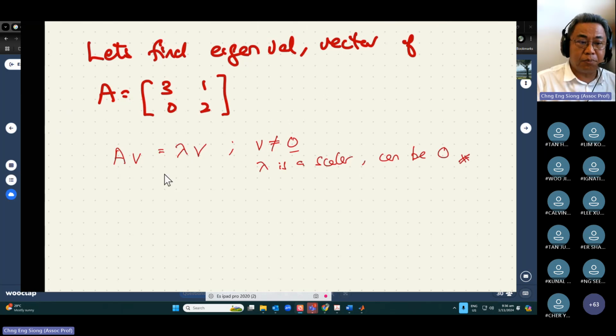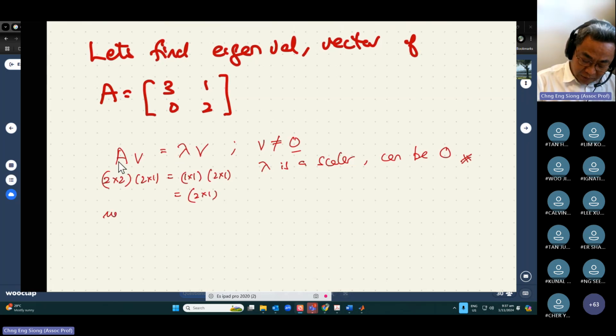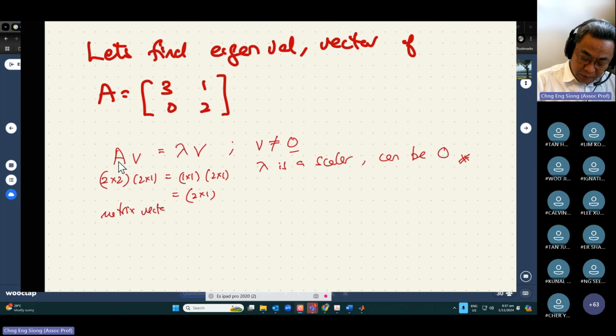So there's a problem with this equation, guys. What do you think is the problem? Can you see a problem with this equation? It looks very nice, huh? This is a 2 by 2. This is a 2 by 1. This is a scalar, 1 by 1. And this is a 2 by 1. So we end up with 2 by 1. So it looks okay. But on the left is a matrix times a vector, and on the right is a scalar times a vector. So I cannot combine, right?